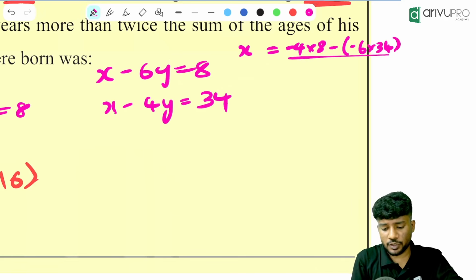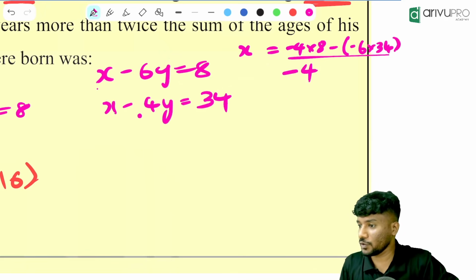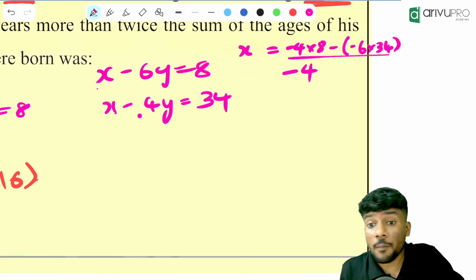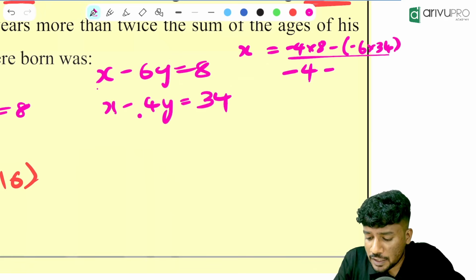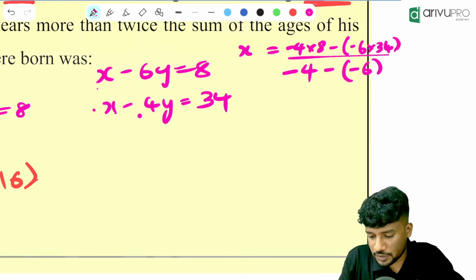One more thing. Look here carefully. x into minus 4. x into minus 4 is how much? That is minus 4. Okay. Coefficient of x is how much? 1. Coefficient of y is how much? Minus 4. Minus of 1 into minus 6 is how much? That is minus 6. Solve it for me.